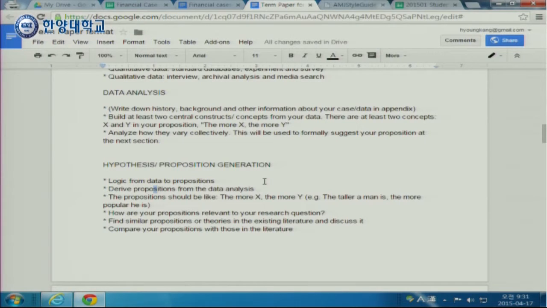Again, the proposition should be like the more X, the more Y. Like the taller a man is, the more popular he is, something like this. If you are interested in this question, then of course you have to define the two constructs. In this data, there are two constructs: the height of the man, because we have to define what we mean by whether a man is tall or not. And then you have to define a popularity measure, what we mean by a man being popular or not.